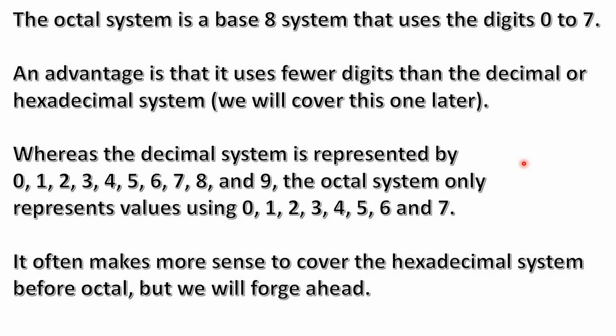The next system I wanted to cover would be the base 8 system, also known as the octal system. Now, the octal system, again, is a base 8 system. It uses the digits 0 through 7, so the symbols would be 0, 1, 2, 3, 4, 5, 6, and 7. So somewhat similar to the decimal system, but instead of base 10, it's base 8. Now, the advantage is it uses fewer digits than the decimal or the hexadecimal system that we'll cover later. So fewer digits means you can represent larger numbers with fewer symbols.